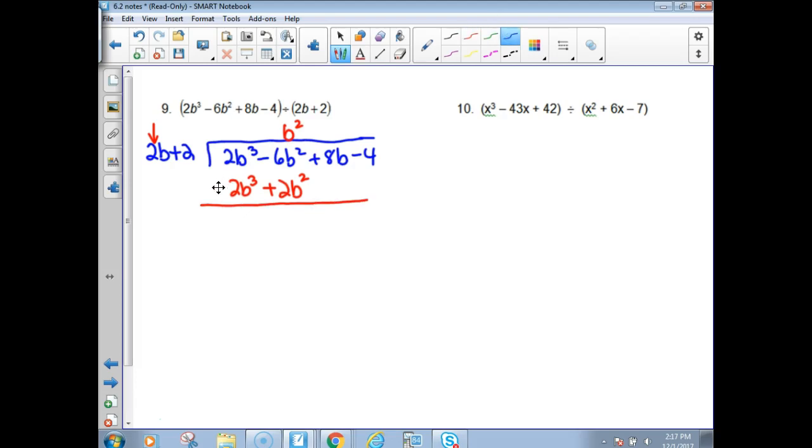We need to subtract this. When I subtract the 2b cubes, of course, we get nothing. But then next, I'm going to have negative 6b squared minus 2b squared, which will be negative 8b squared.